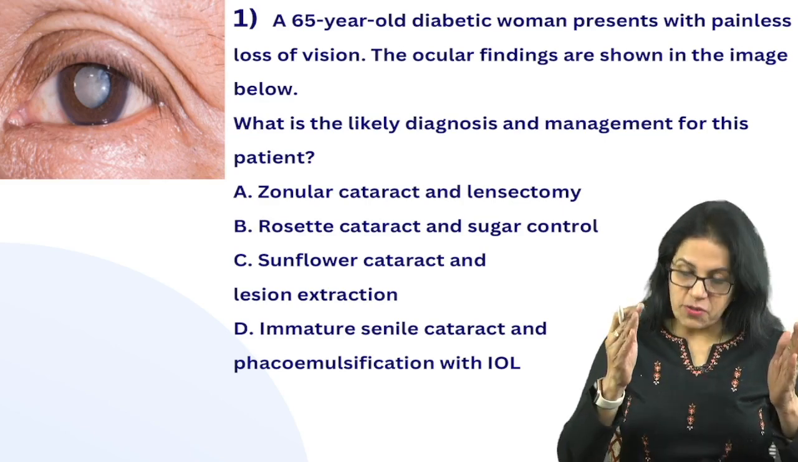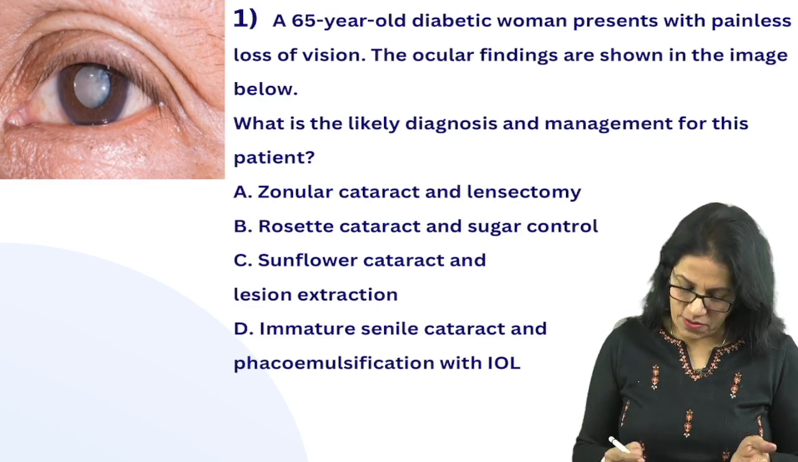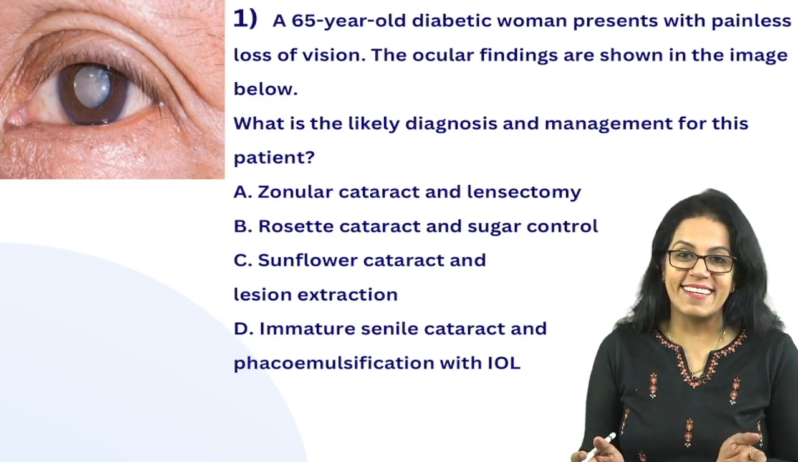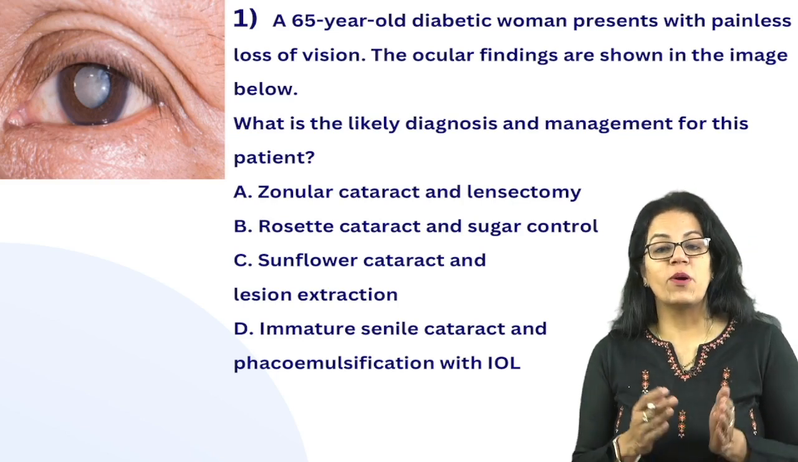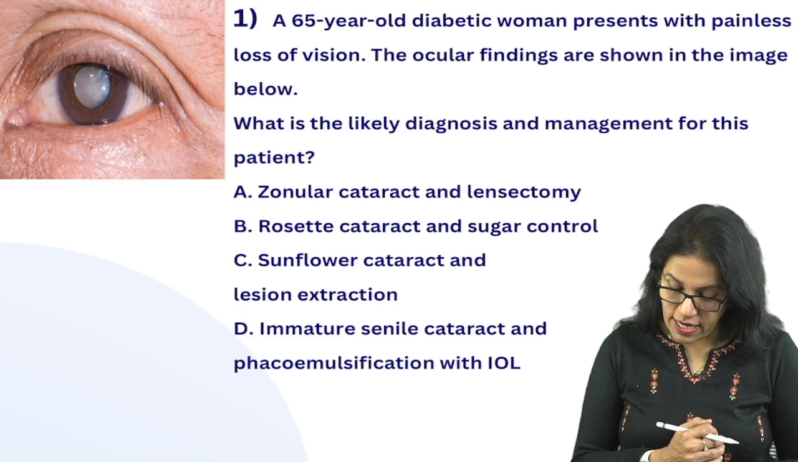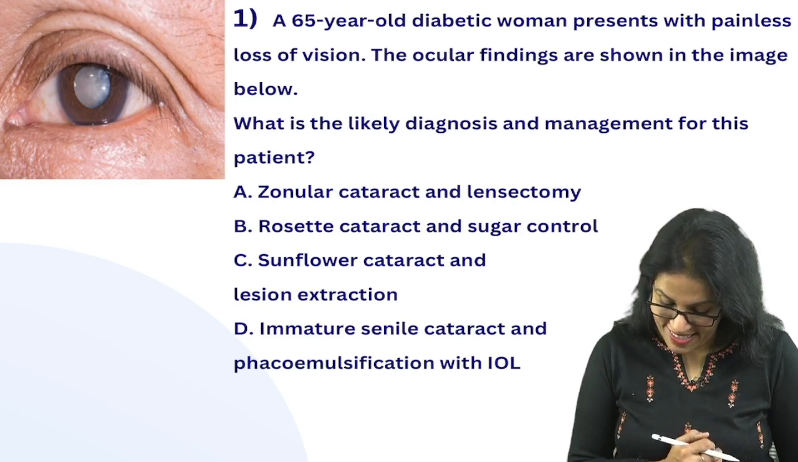So now the options itself is going to tell you the answer. It's very easy. Zonular cataract and lensectomy. Of course, we are not looking at congenital cataract. I hope you all remember zonular is the lamellar cataract, right? Then second is rosette cataract and sugar control. No sense.